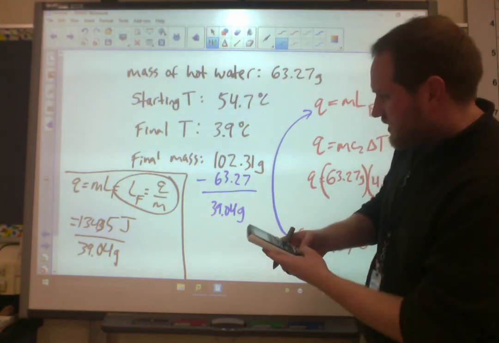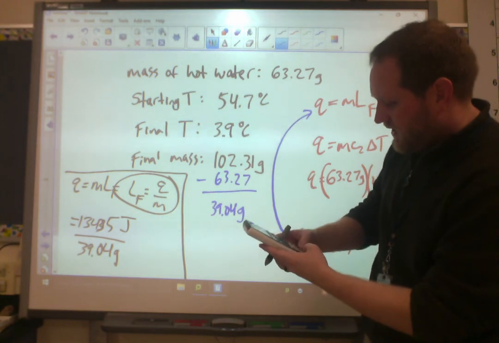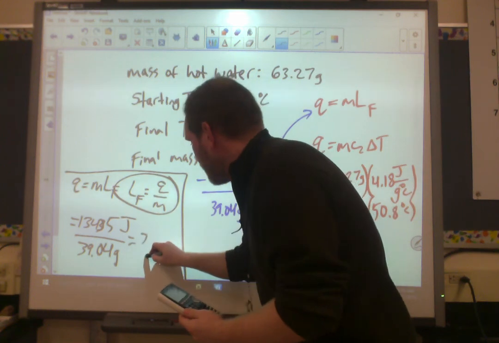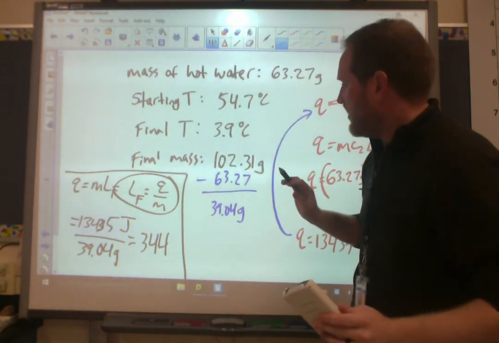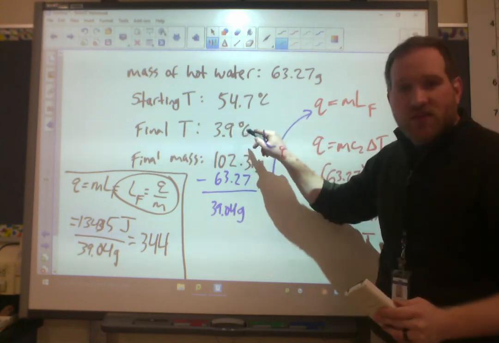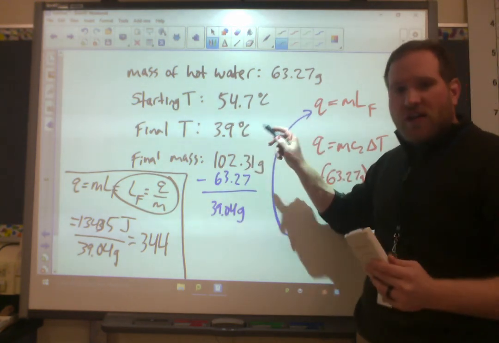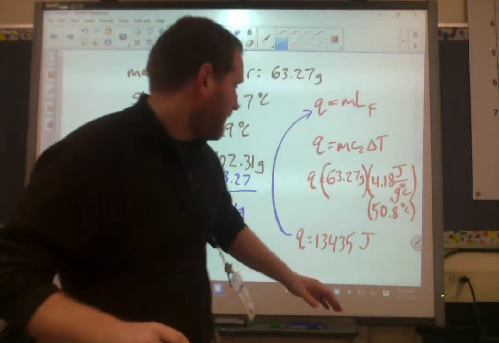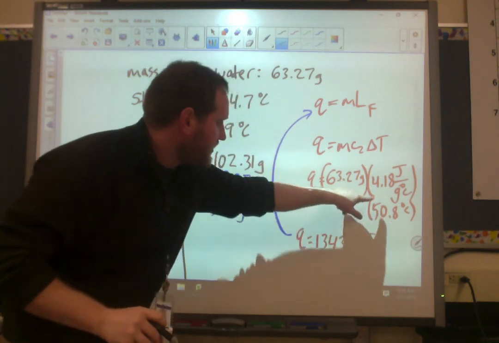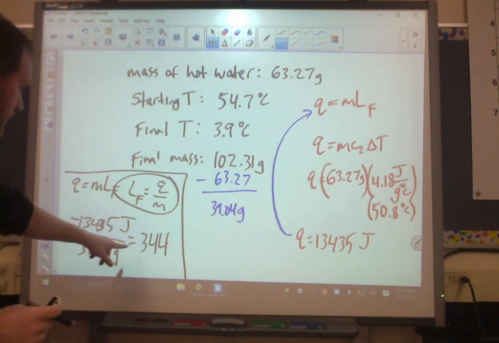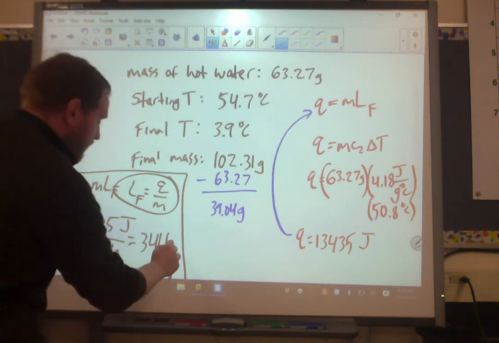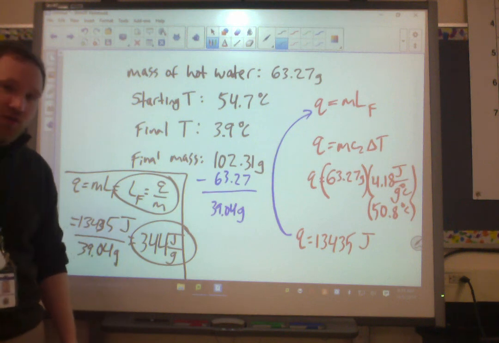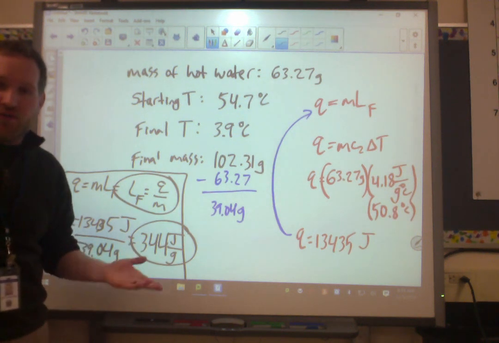So 13,435 divided by 39.04 gives, well, I picked good numbers, 344, and let's check our sig figs now. So I'm seeing two sig figs here, but we never actually used 3.9 in the multiplication or division. We used delta T, which was 50.8. So I'm seeing 3 sig figs here, 4 here. So 3 sig figs is correct. 344 joules per gram, which is close to the theoretical value, which is 334. And then you could work out a percent error from this as well.